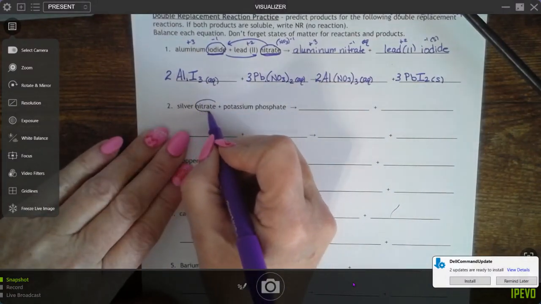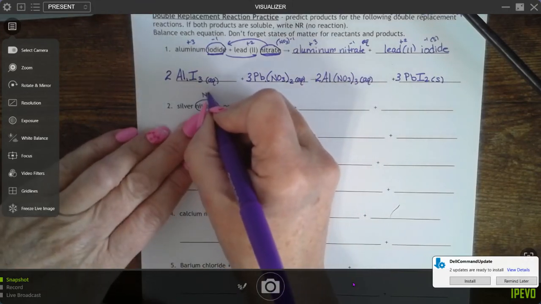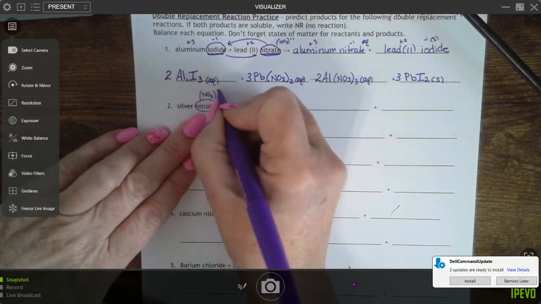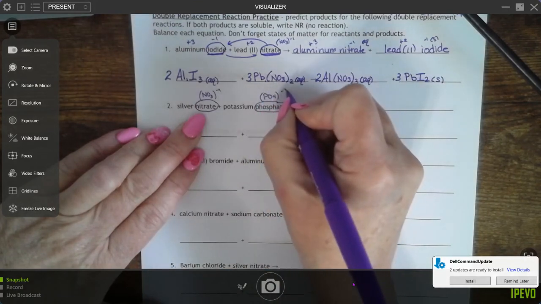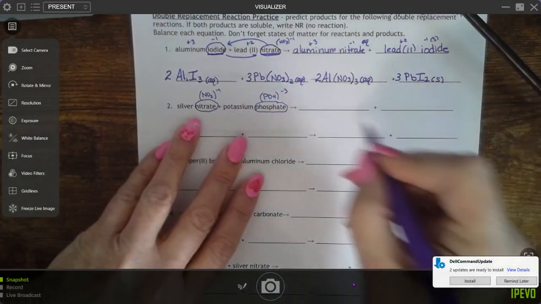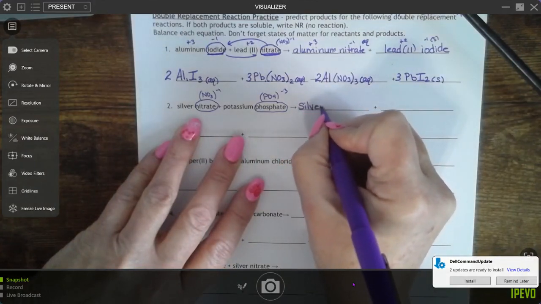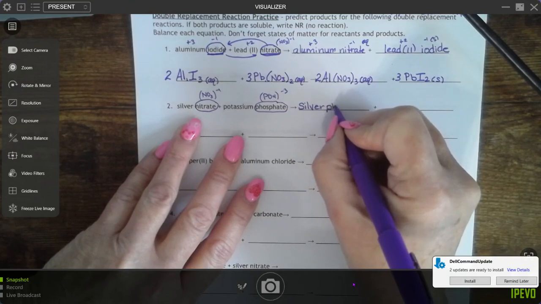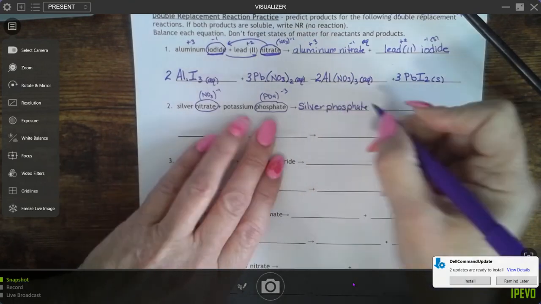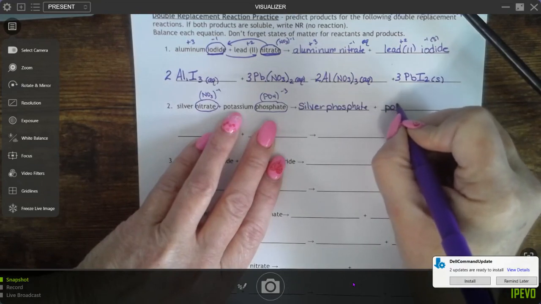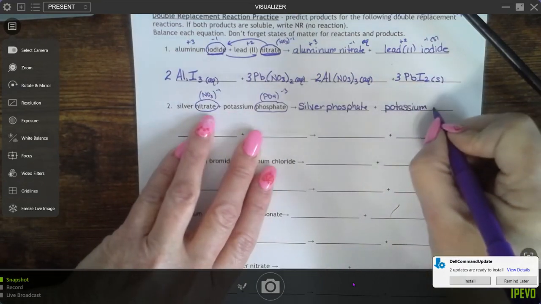So nitrate and phosphate are going to switch places. Nitrate is NO3 -1. Phosphate is PO4 -3 when we get to it. So I'm going to end up with compounds silver phosphate plus potassium nitrate.